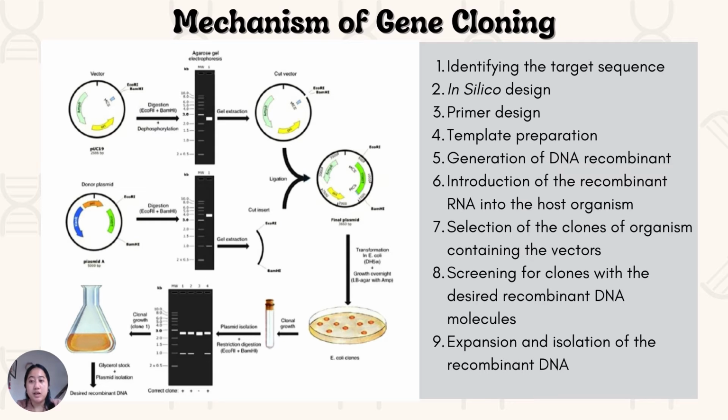The fifth step, generation of recombinant DNA. After the preparation, the vector and inserts are mixed, and the adenosine triphosphate, or ATP-dependent, DNA ligation reactions are performed using enzymes, such as T4 DNA ligase.